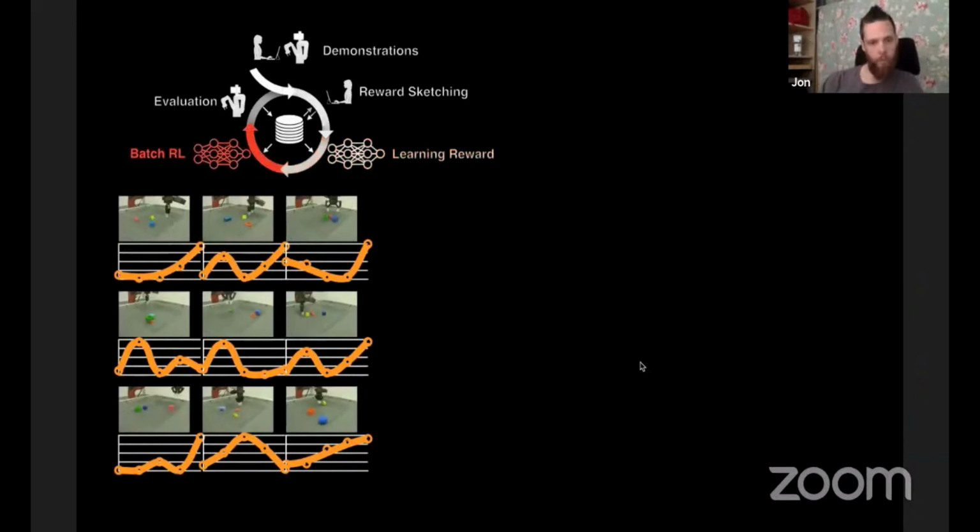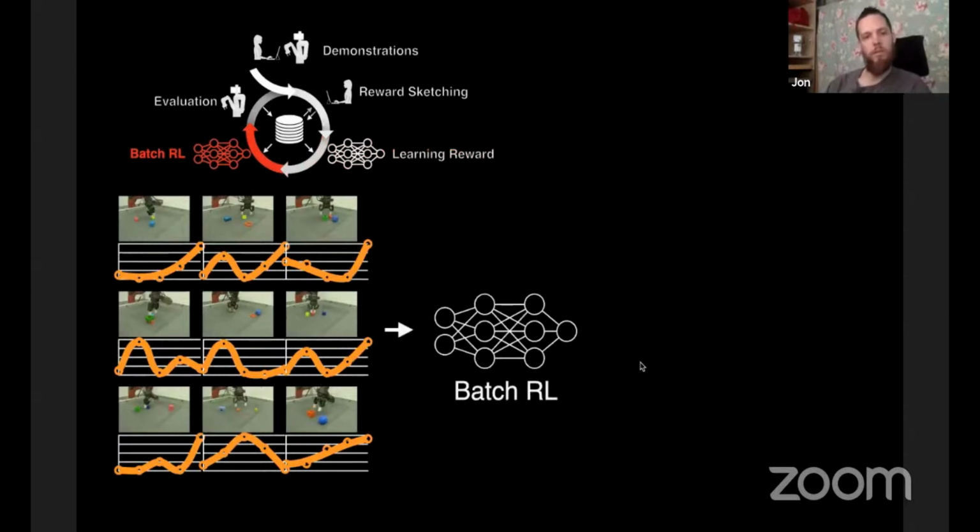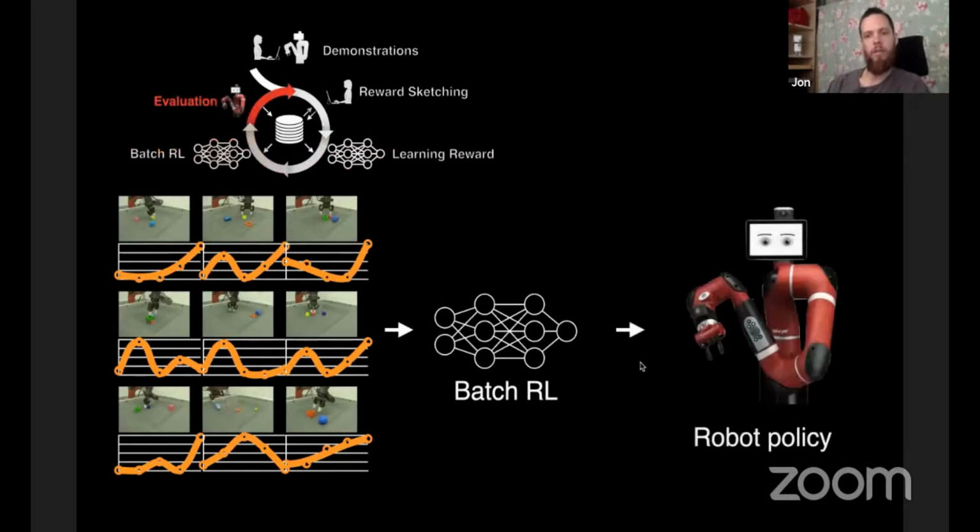Okay, armed with this reward function, now we can do reinforcement learning. And so that's what happens next. Here you'll see batch RL that trains a reinforcement learning policy. And this paper wasn't about making algorithmic improvements to the batch RL workflow. There's actually been some follow-up work since then.